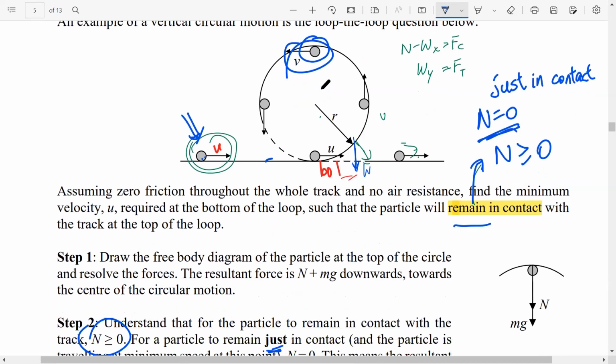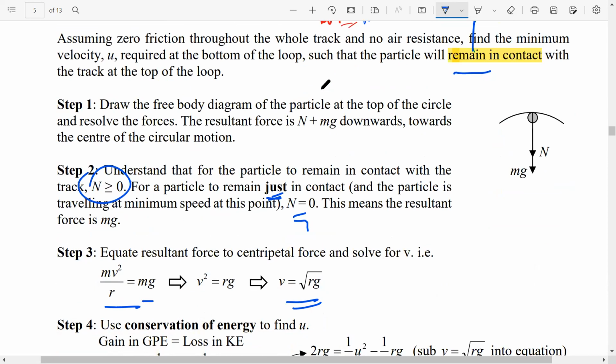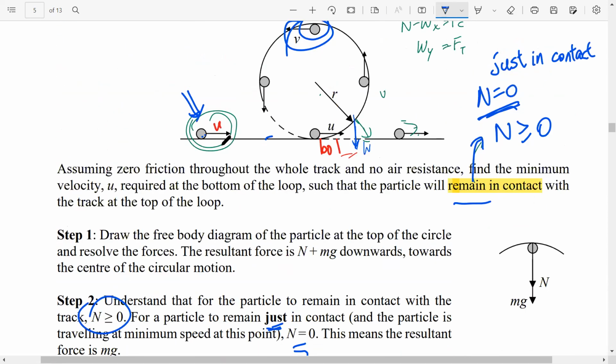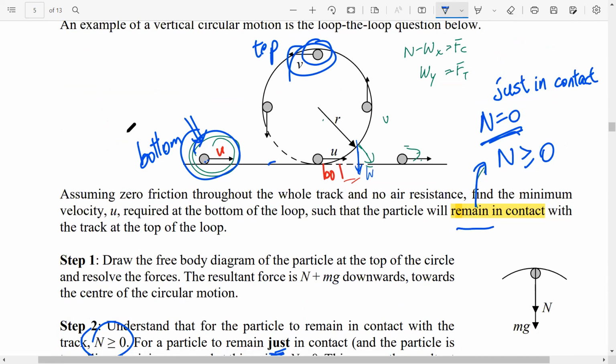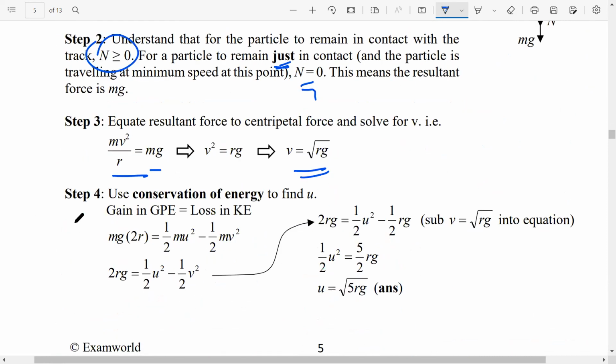Okay? So now that you get the minimum speed, we want to find the speed at the bottom. Between the top part and the bottom part, I'll put here, maybe I can add in, from the bottom to the top part, there will be a gain in GPE and a loss in KE. So the gain in GPE is mg2r, because the height is 2 times the radius.